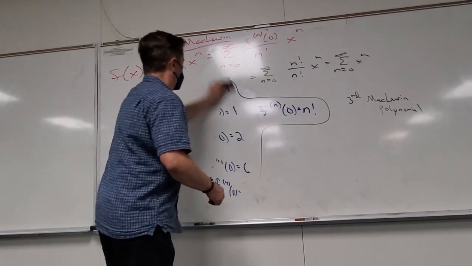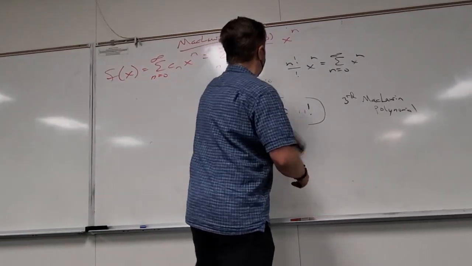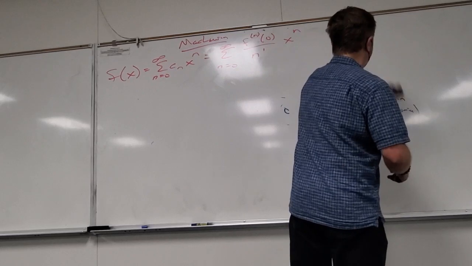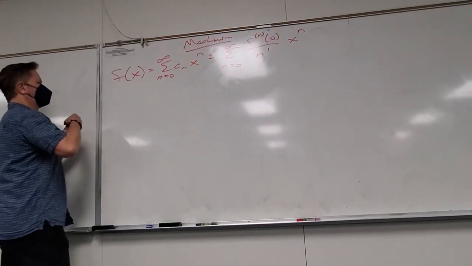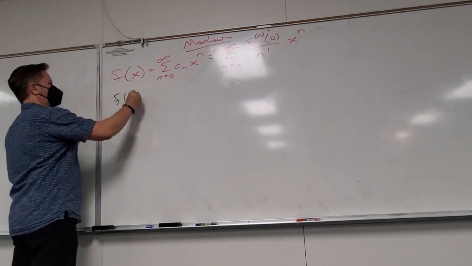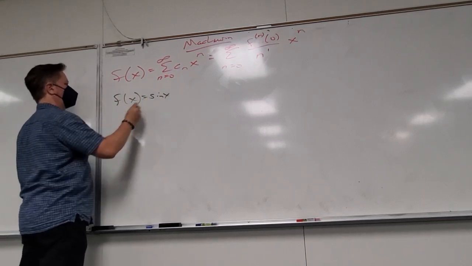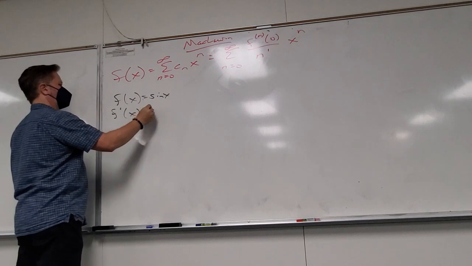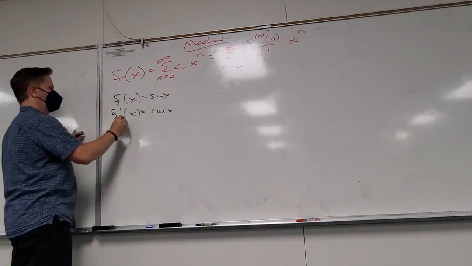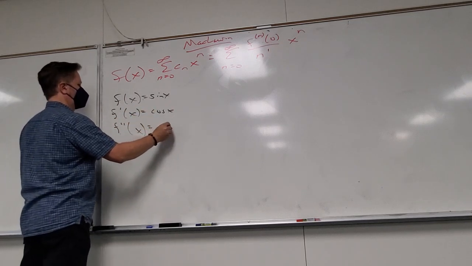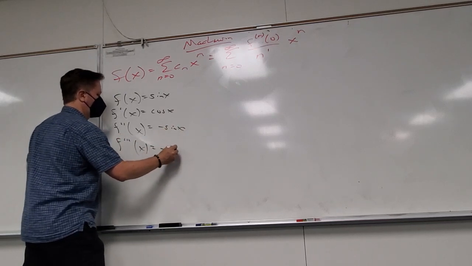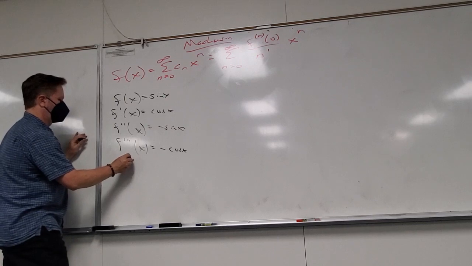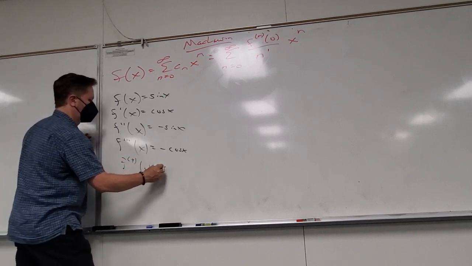Okay, so can you start doing the first few steps? Meaning, just calculate a few. f of x is sine x. What's f prime? Cosine x. What's f double prime? Negative sine x. What's f triple prime? Negative cosine x. What's f fourth? Sine x.